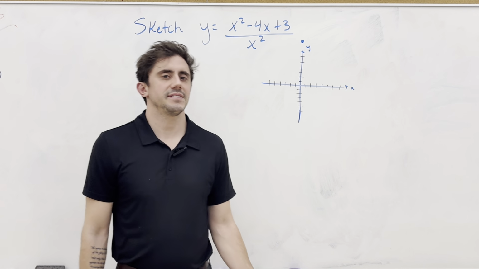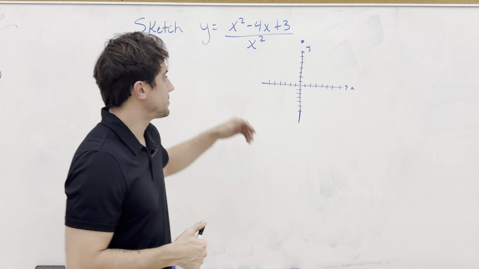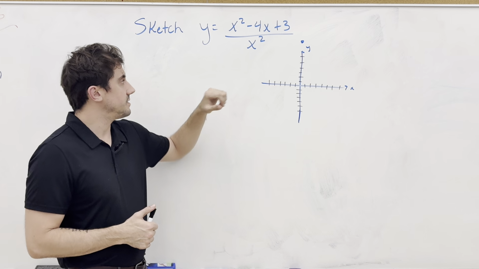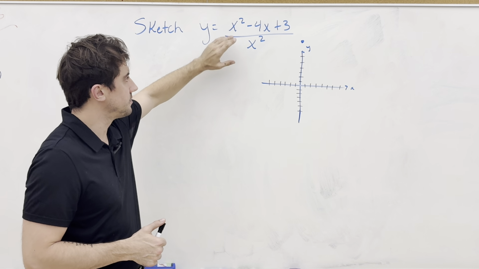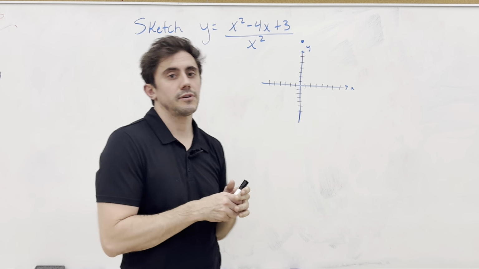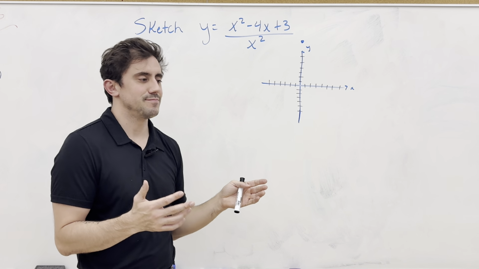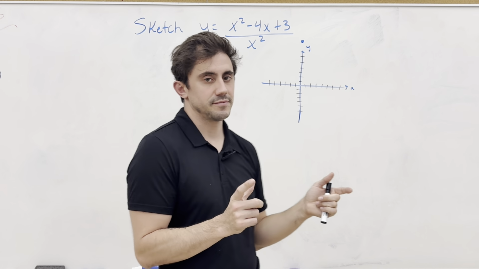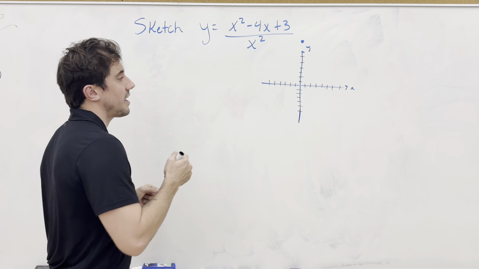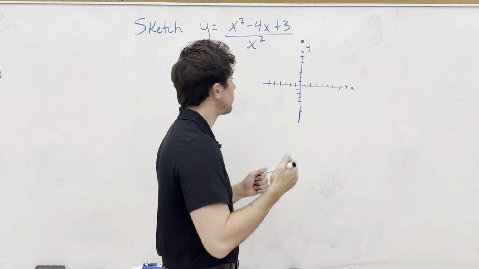Good afternoon, everybody. Today we are going to sketch this rational function, and we're looking at a quadratic over another quadratic. And so we're going to look at some funkiness, let's say, that's going to go on around the horizontal asymptote. Okay, so first of all, we can get our vertical asymptote, right?